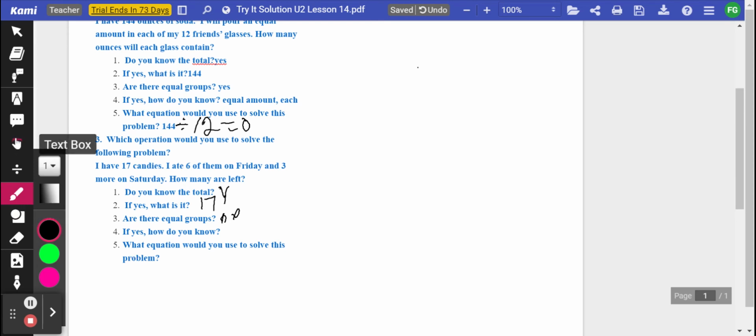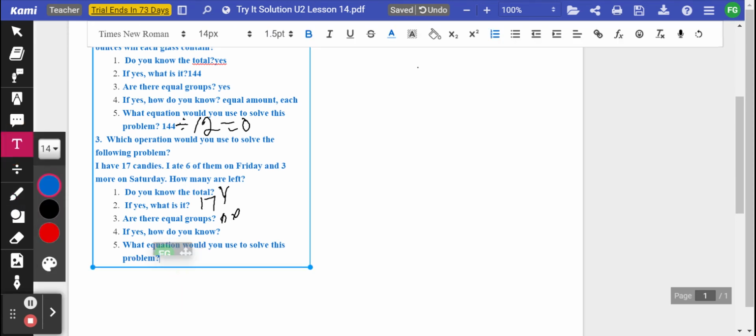If I wanted to write an equation for this problem, it would look like this. I would have my total amount that I start with, which is 17. Then I would be subtracting 6, and then I would also be subtracting out 3. And that would equal whatever lowercase letter you wanted for your variable. So that is that problem.